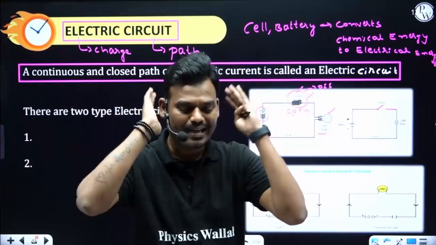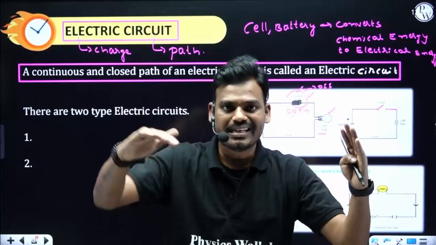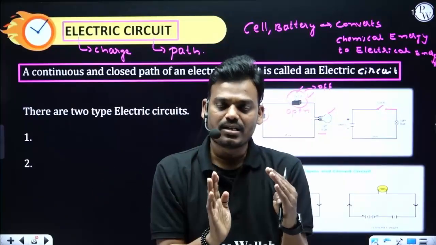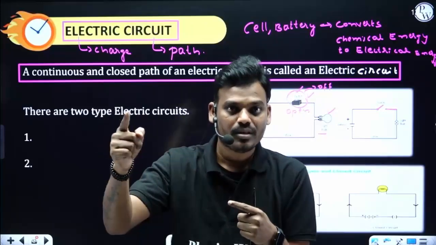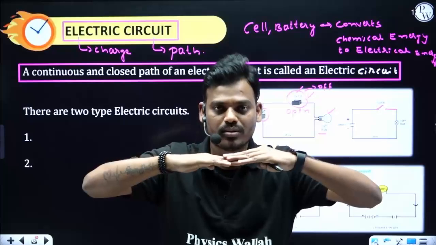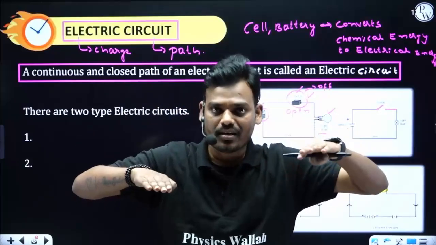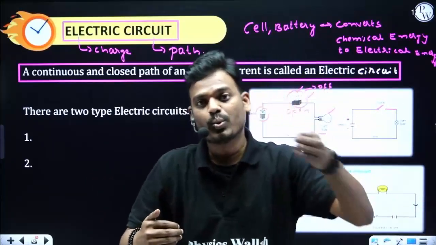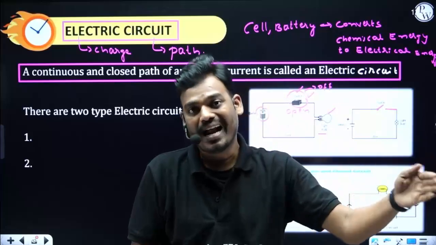So let's consider one example. Between two villages, there is one river. To cross that, what will you do? You'll be looking for a bridge. If that bridge is operating, meaning it is closed and connected from one village to another village, then the people can commute from one place to another.